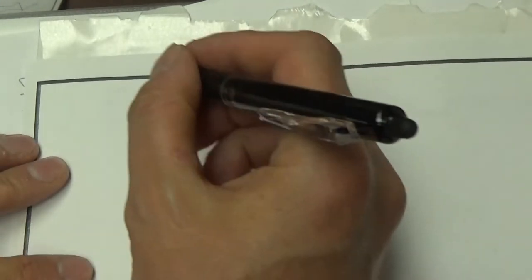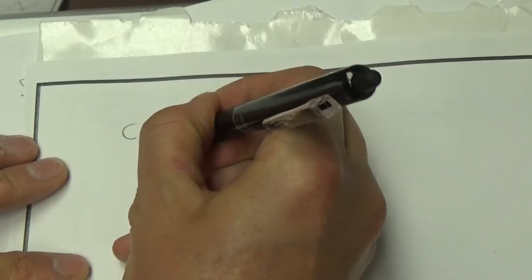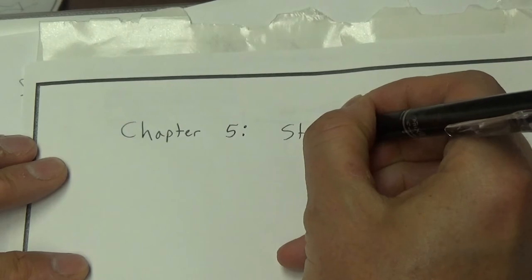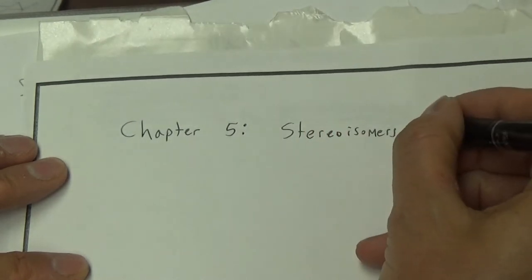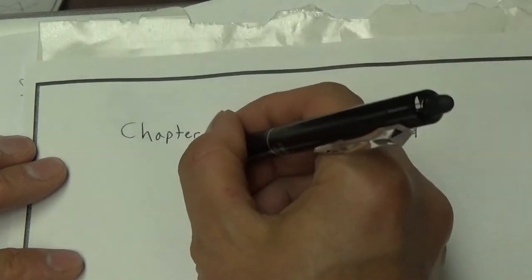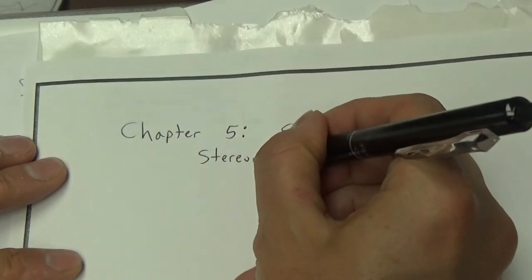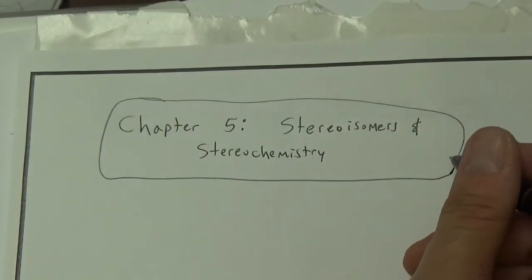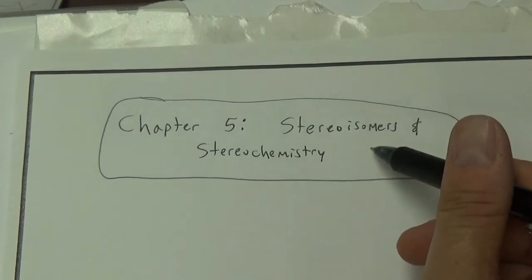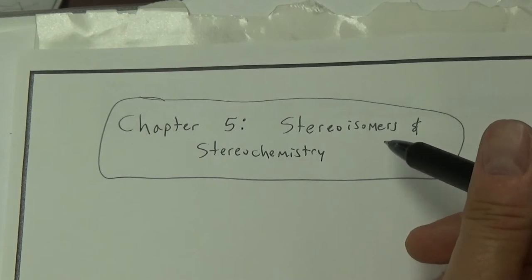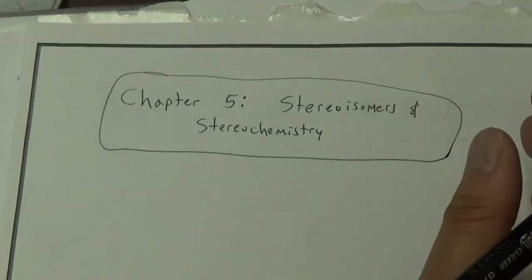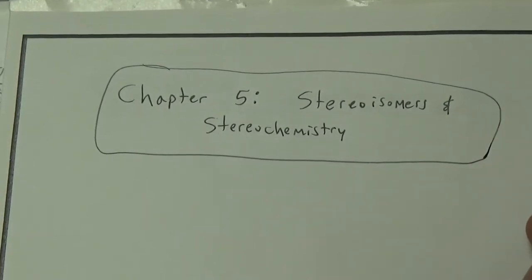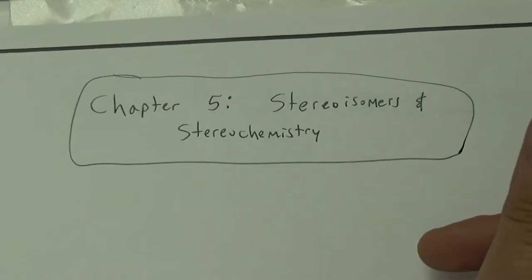All right, we're on to chapter 5, which is stereoisomers and stereochemistry. And we've talked a little bit about stereoisomers and stereochemistry already. It just has to do with the three-dimensionality of molecules. Three-dimensionality, right? We talked a little about the dashes and the wedges and stuff. Well, we're going to go into pretty extreme detail into all this now.